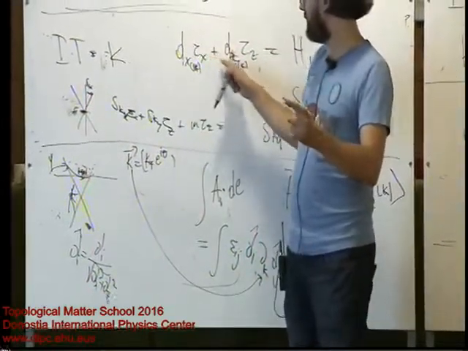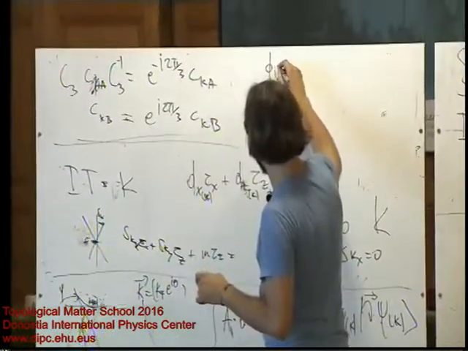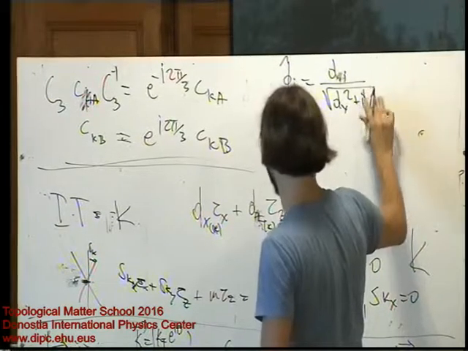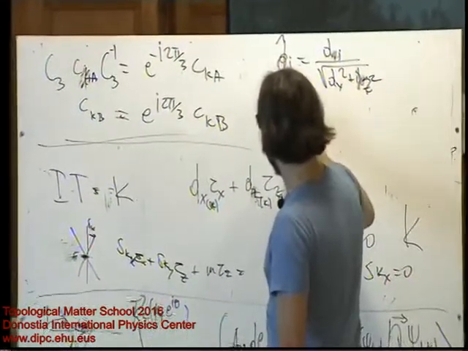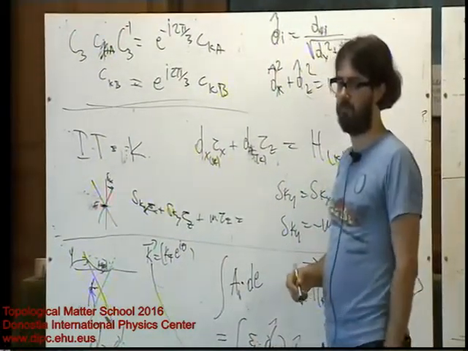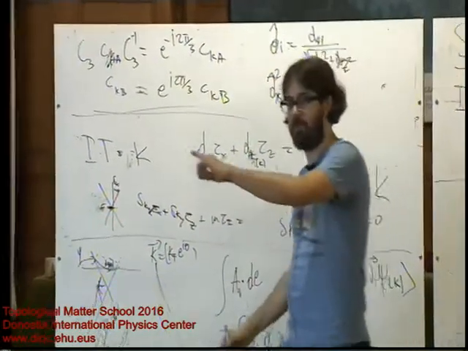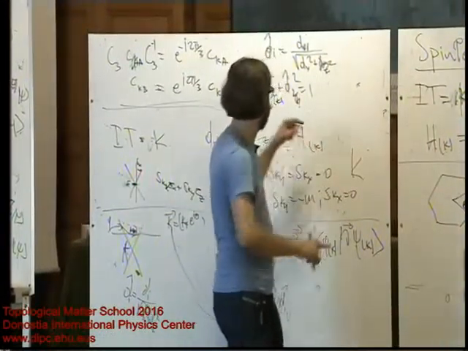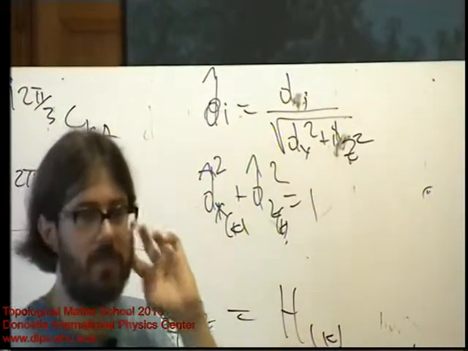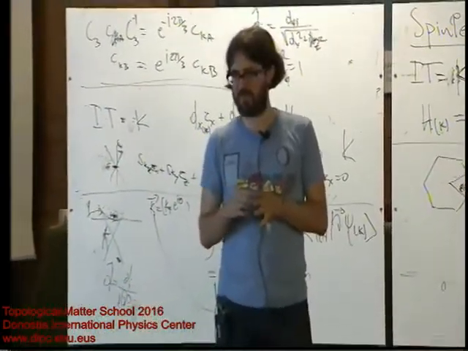If I express d, basically what d is here is just a circle, right? If I define d_i hat as d_i over the square root of dx squared plus dz squared, then d hat x squared plus d hat z squared is equal to 1. Right? This is a circle, but all these depend on momentum. So this winding number is, as you're varying the momentum around the Fermi surface, you see how many times this d winds around its own circle. Yeah? Is it clear or not? I've got to get some feedback. Is this clear or not? And if it's not clear, what's not clear?